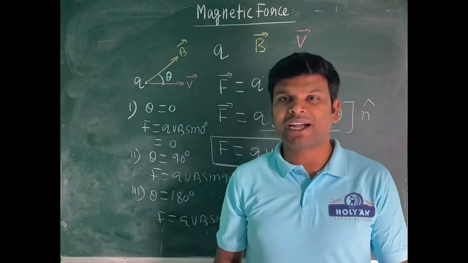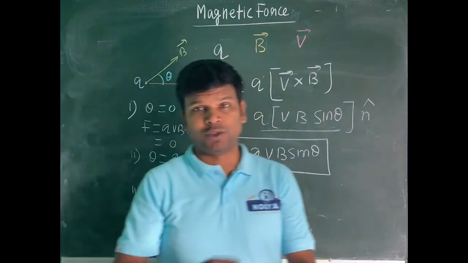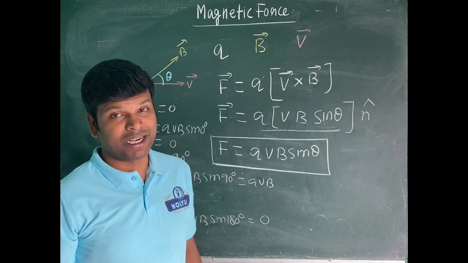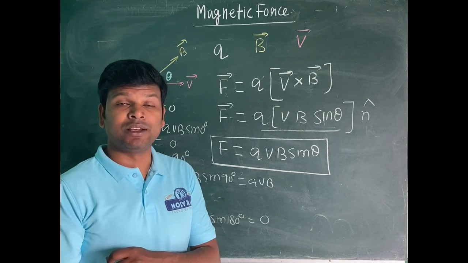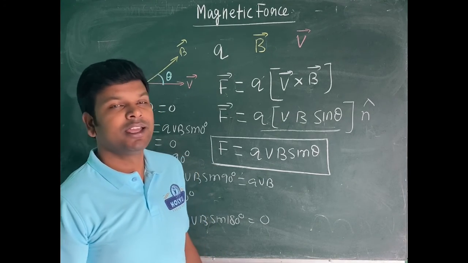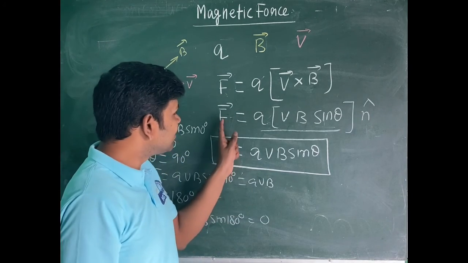So when a charged particle is moving parallel or anti-parallel to the direction of the magnetic field, it will not experience any force. But when it is moving perpendicular or making some angle theta with the direction of the magnetic field, it will experience a force, which is given by this equation.